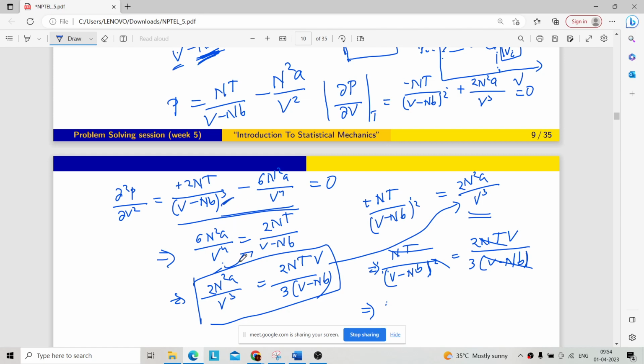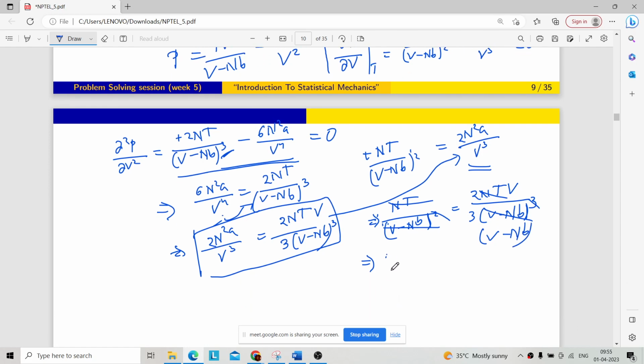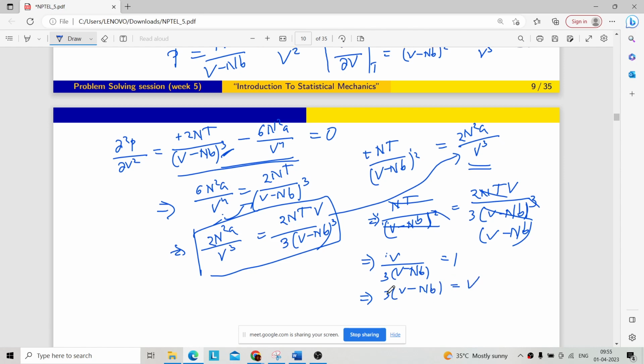Sorry, this was cube, right? So this should be cube also. Okay, sorry. So I can put it here. This is cube. So this whole square and 2 will go. So this is V minus NB, so this will be V over 3 V minus NB equal to 1. So this is 3 V minus NB equal to V.